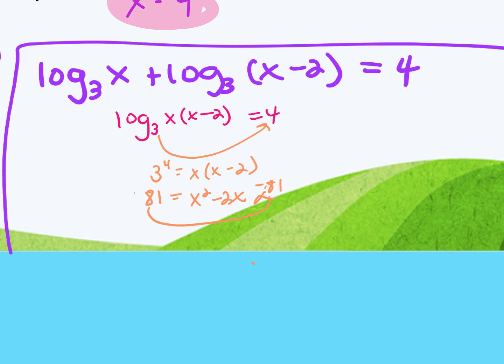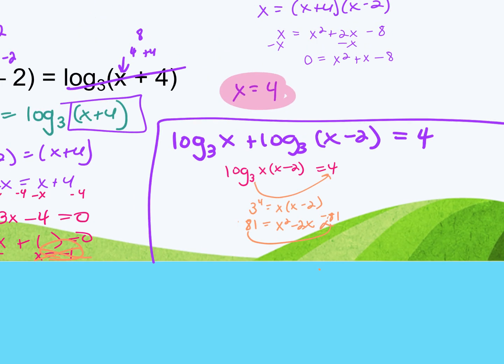Questions on any of the examples from today? I would say the hardest part of this section is knowing what to do when. So you just got to strategize.